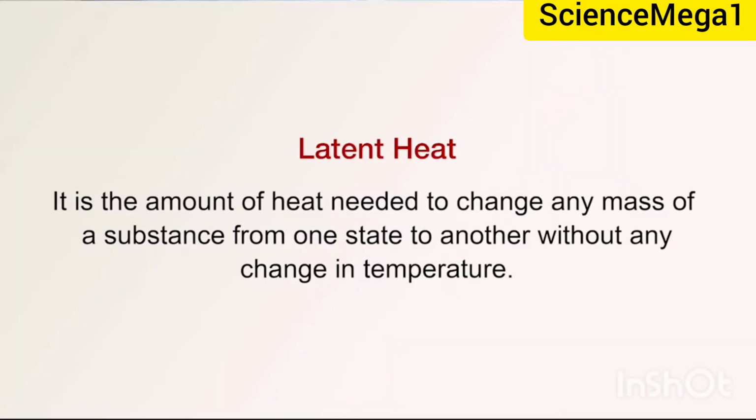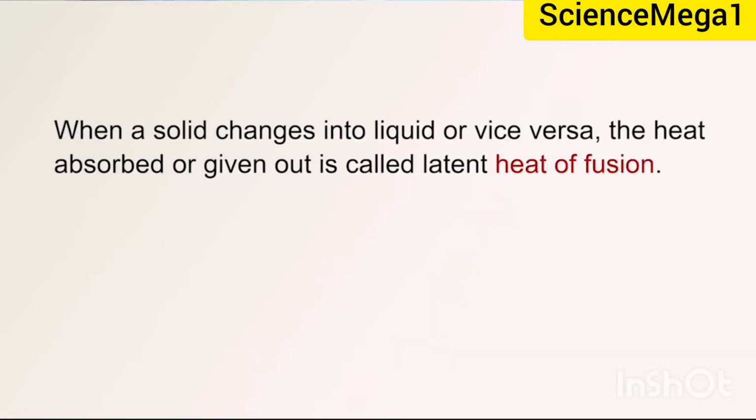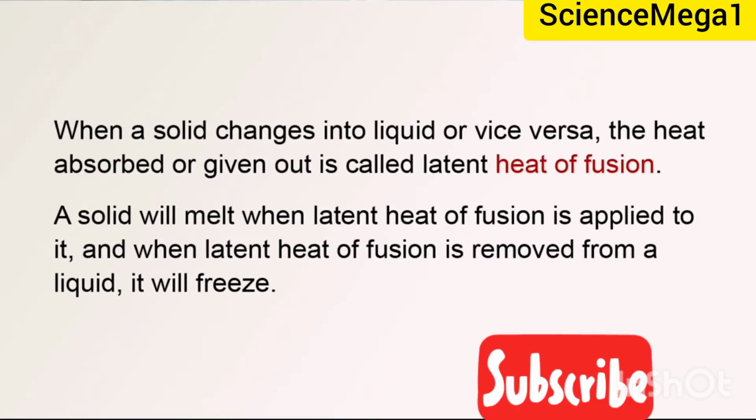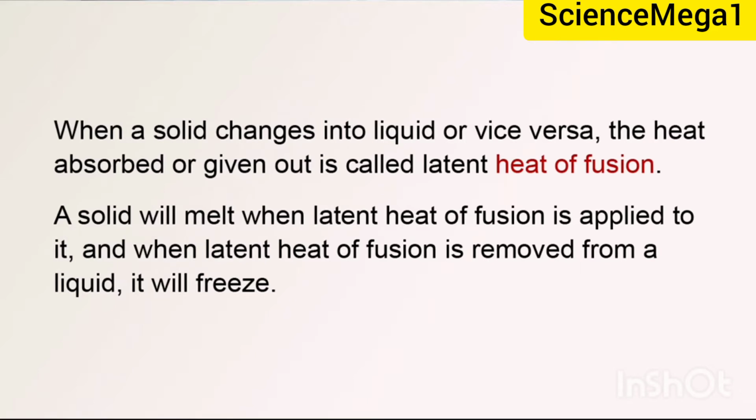Latent heat is the amount of heat needed to change any mass of a substance from one state to another without change in temperature. When a solid changes into liquid or vice versa, the heat absorbed or given out is called latent heat of fusion, like we saw in the diagram. A solid will melt when latent heat of fusion is applied to it, and when latent heat of fusion is removed from a liquid, it will freeze.